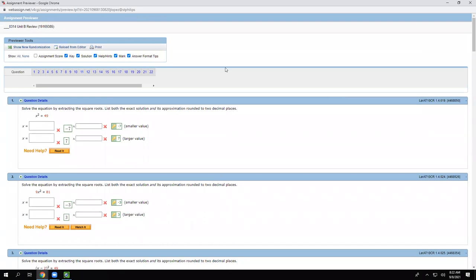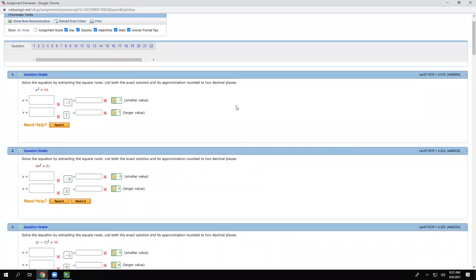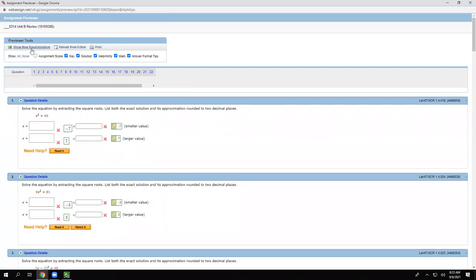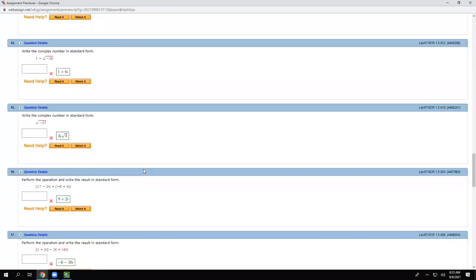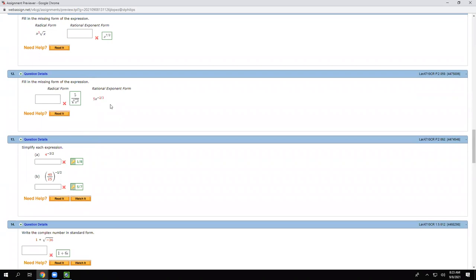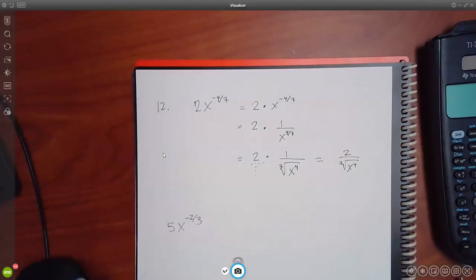Okay, anybody have any other, you want to see another one worked out? Or just a question in general, like how is this going to occur? Yeah, let me, whenever there's a negative exponent. So this should have given me a new version. Yep, there it is. So 5x to the negative 2/3. I also want to talk about this.